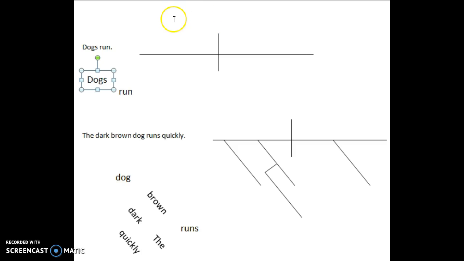Basically, anything to the left of the subject-verb line is part of the complete subject, and anything to the right of the subject-verb line is the complete predicate.